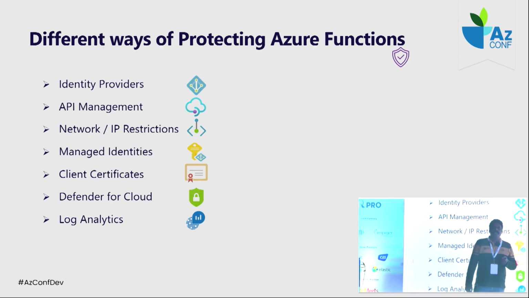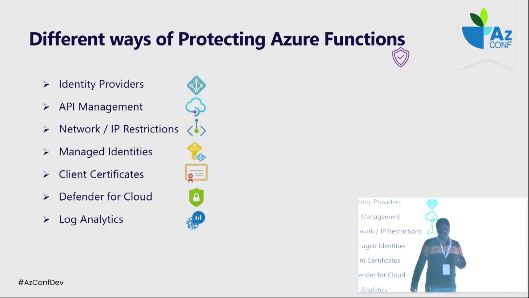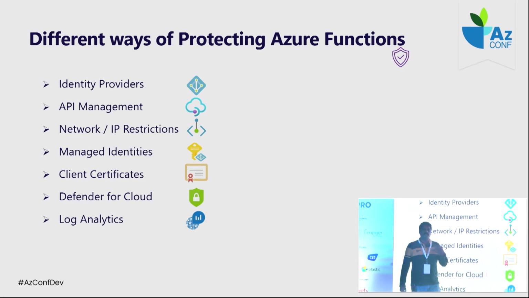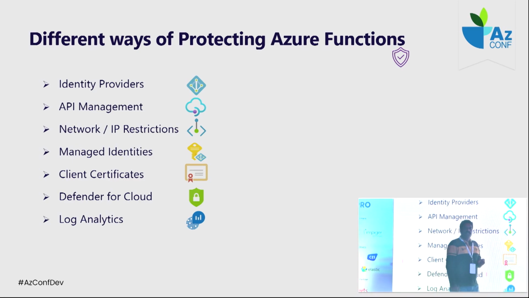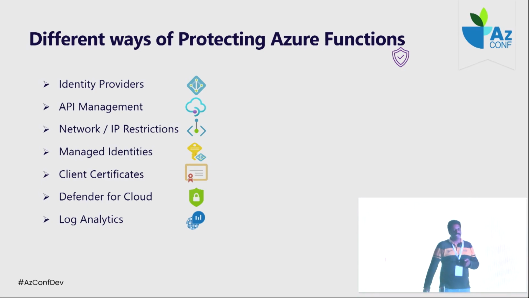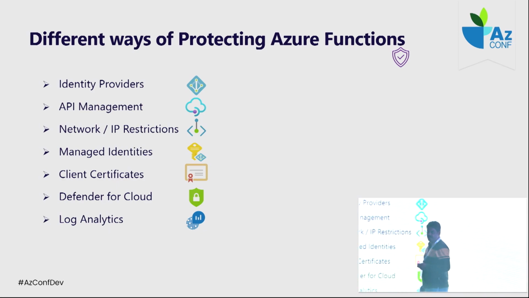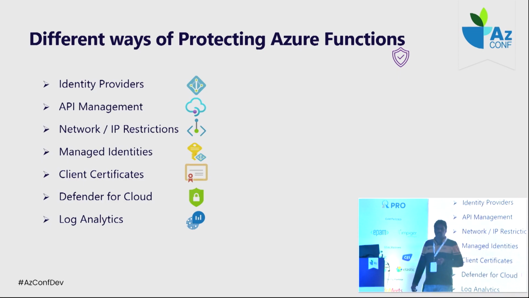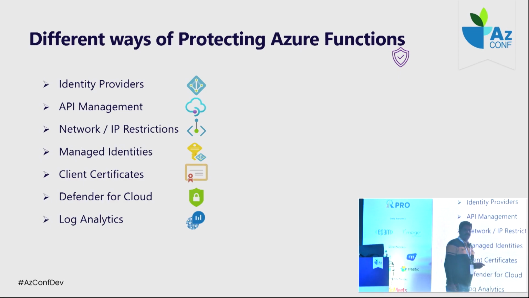So let's come to the next one: different ways of protecting the Azure Functions. The first one is the identity provider. You can use any one of the identity providers to validate your Azure Functions. The next one is API Management, and you can use some network restrictions, managed identities, client certificates, Defender for Cloud, and Log Analytics as well. So these are the different ways that you can protect your Azure Functions.